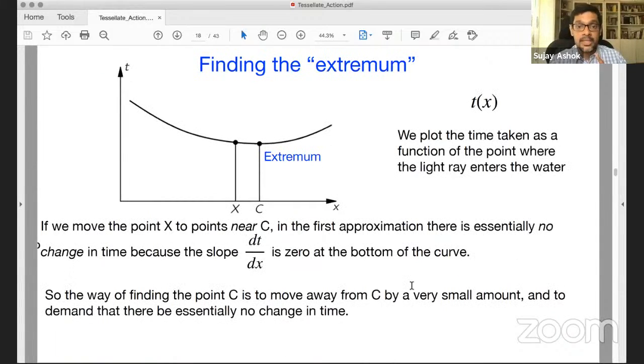The core part of the proof is the statement that C is an extremum, which is to say that if I make a small variation from C, if I slightly change the point at which light enters water, then to leading order, we'll see what that means later on, there should be no change in the time, right? The curve is sort of flat at the bottom. So if you make a small variation, the time does not change. Is that clear? That's the core part.